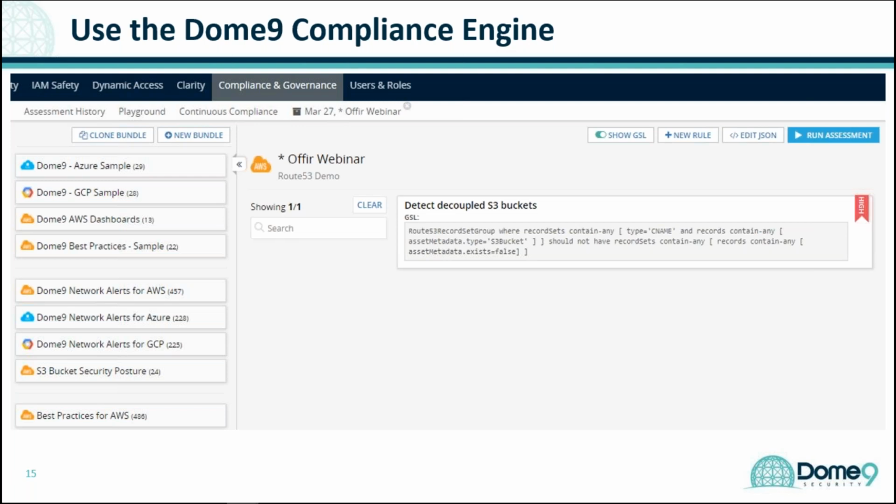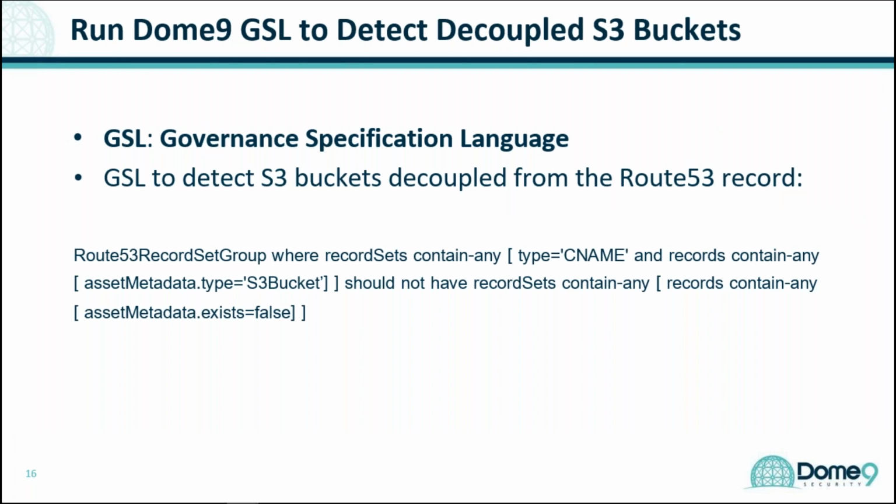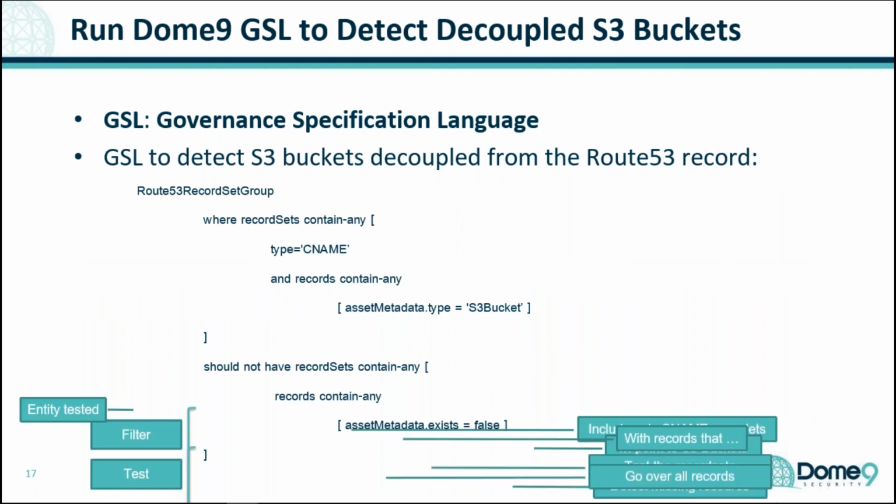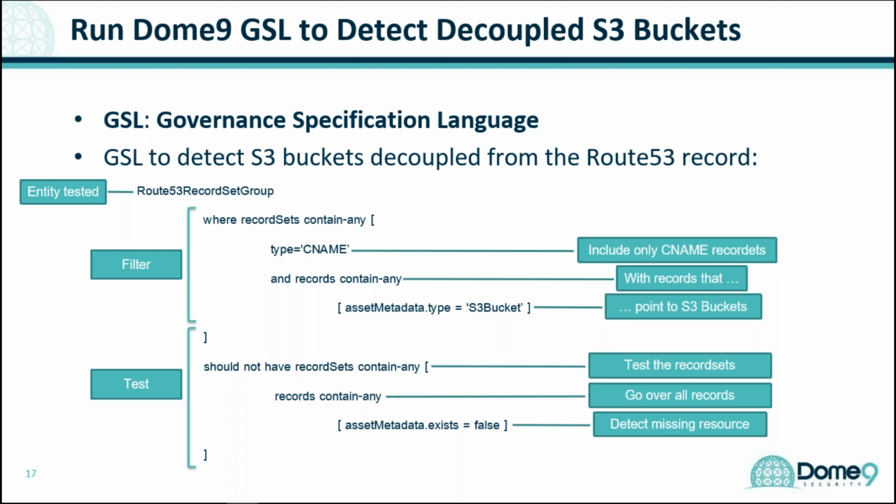So let's see how the rule looks. We're using a specification language, a query language called GSL, Governance Specification Language. And you can see the syntax that I use to discover this type of vulnerability. Let's organize this query so you can understand what happens in here. I just restructured the same query, and now you can understand what the different parts of this query are.